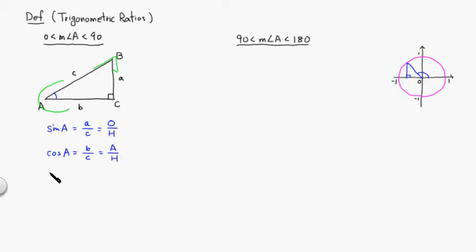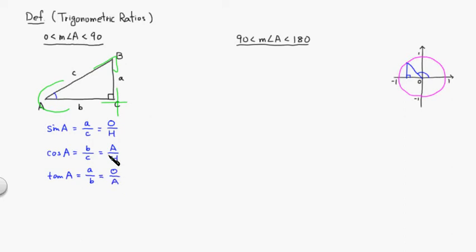And the tangent of A, tangent starts with the letter T. So you can see that it's going to be opposite over adjacent. So it's going to be A over B, which is the opposite over adjacent.